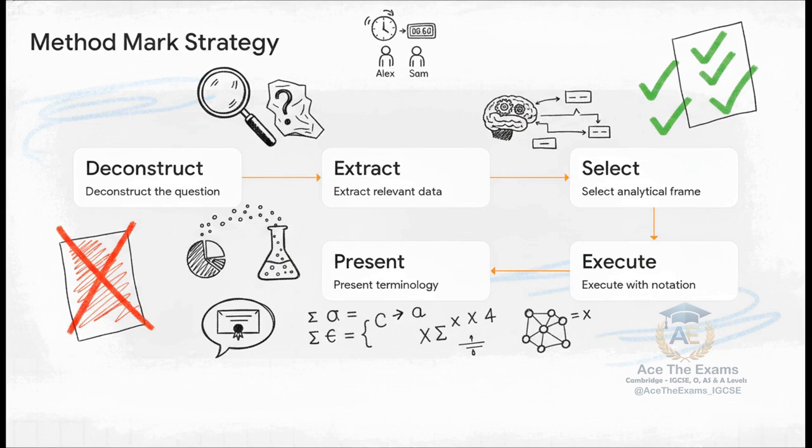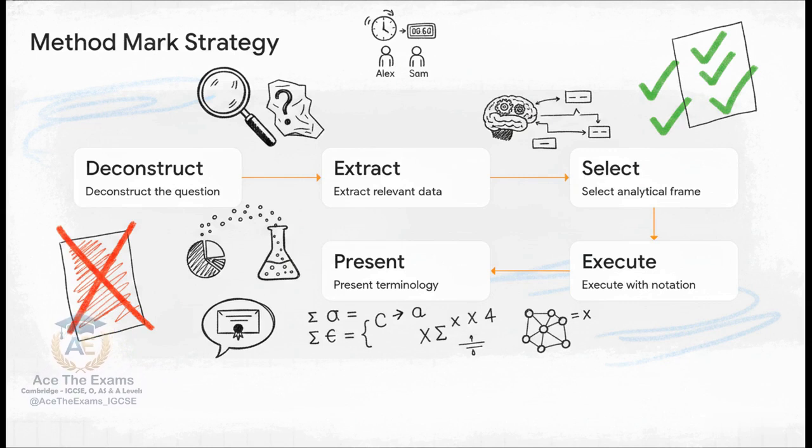We are going to put 60 seconds on our visual timer, and we are going to rewrite their flawed answers live using these 5 exact steps. Ready? Step 1. Deconstruct the question. We isolate the command word and the subject immediately. Step 2. Extract relevant data. We pull the specific numbers, conditions, or scenarios straight from the text.